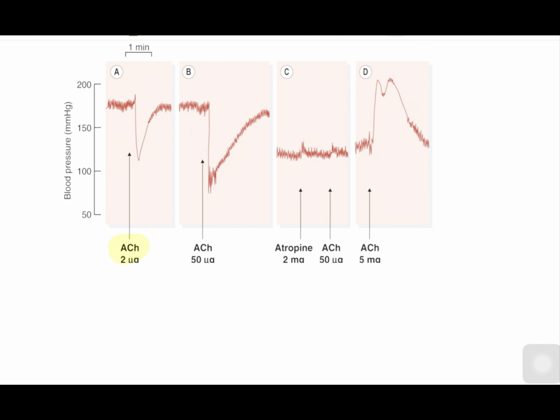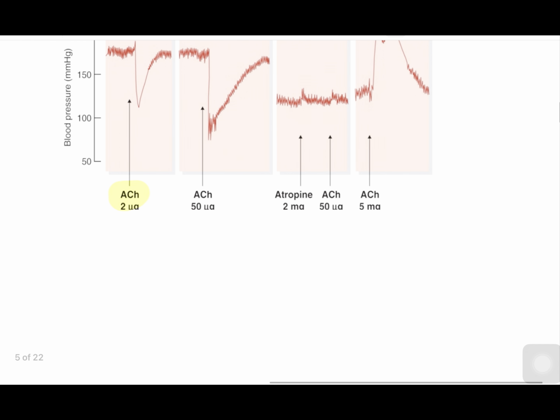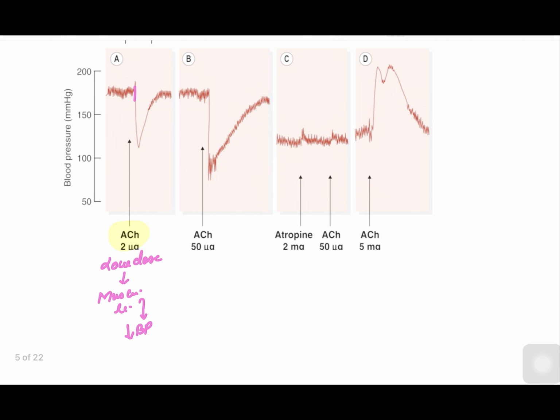So you can see they are giving 2 microgram of acetylcholine. Whenever we are giving 2 microgram of acetylcholine, it is a low dose acetylcholine. So whenever we are giving low dose acetylcholine, it will stimulate muscarinic receptor, and whenever our muscarinic receptor is stimulated, M2 M3, they will decrease the blood pressure. So here you can see the blood pressure is decreasing, but it is for transient time.